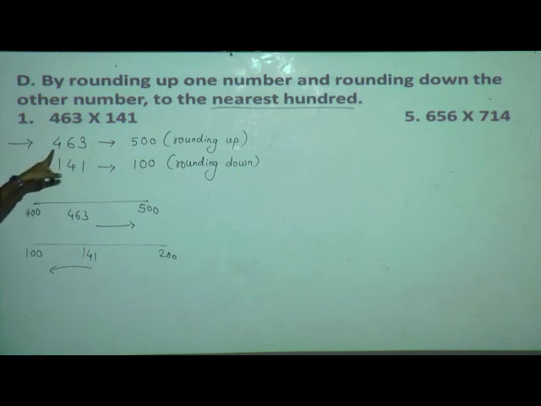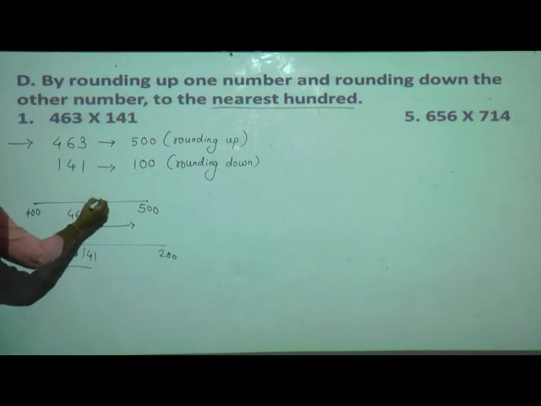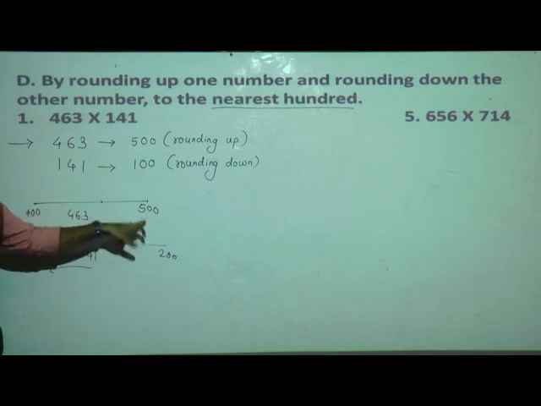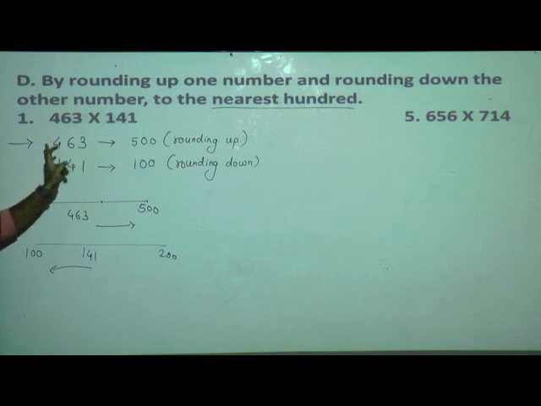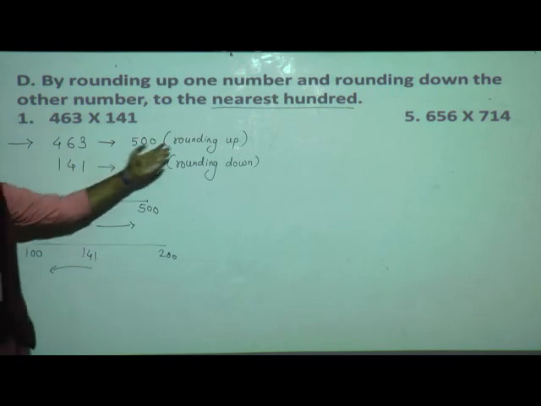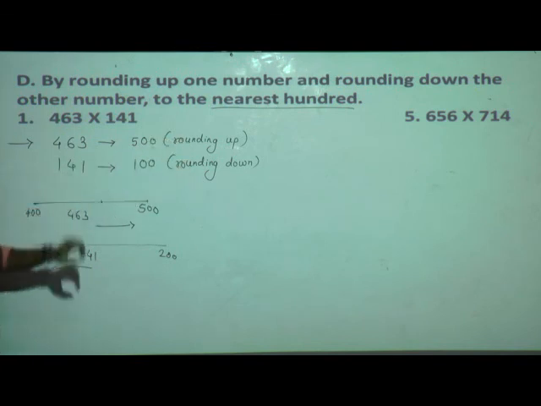First number 463 we have taken on the number line. Somewhere it lies here. So what numbers does it lie between? 400 and 500. We have taken one number up, that is 500. So 500 is rounding up of 463. And now 141 lies between 100 and 200 on the number line. Already we have taken one number up, so now we should take one number down. So we have taken 100. Now what we have to do? We have to multiply.